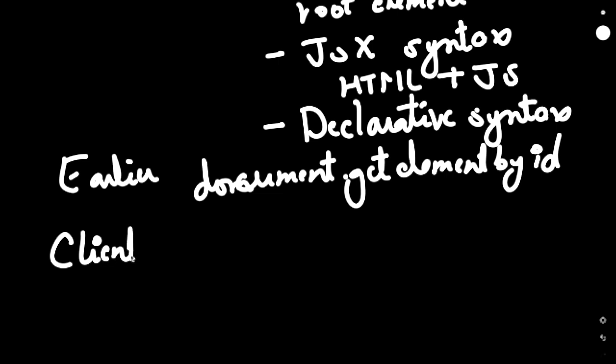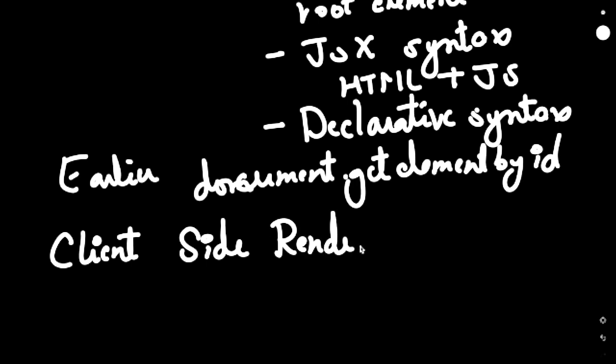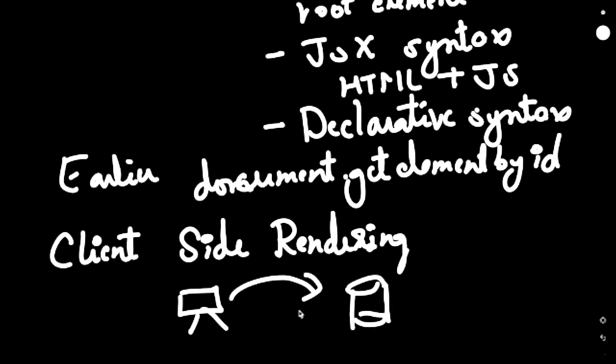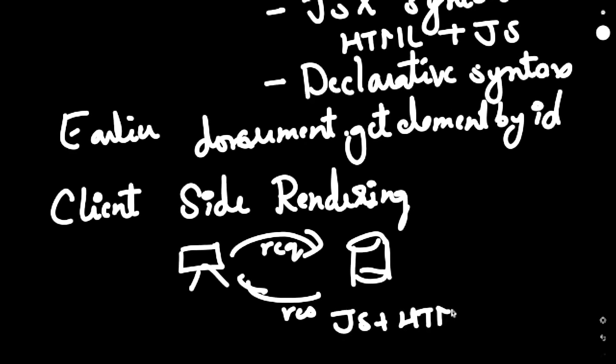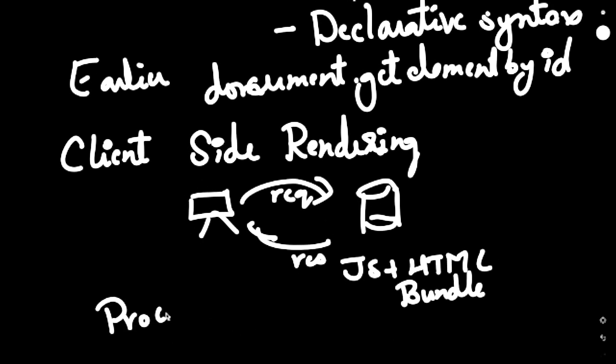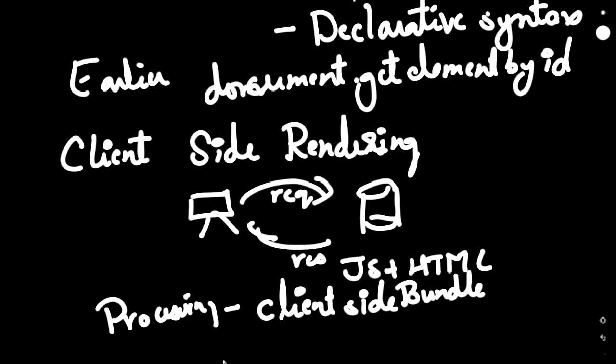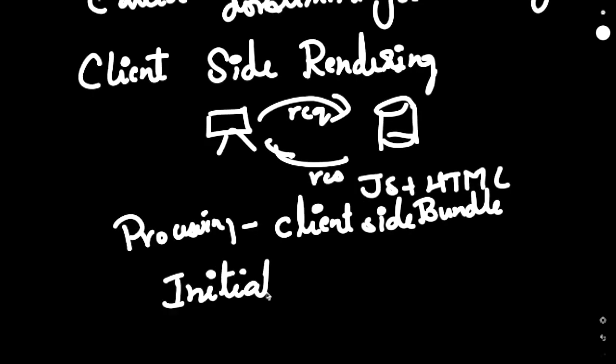The next feature that React.js offered was client-side rendering. Here, when a system made a request to a server and the server responded in JavaScript plus HTML format, which was processed on the client side, that is, building of a web page occurred on the client side, which made the initial loading of a website slow.